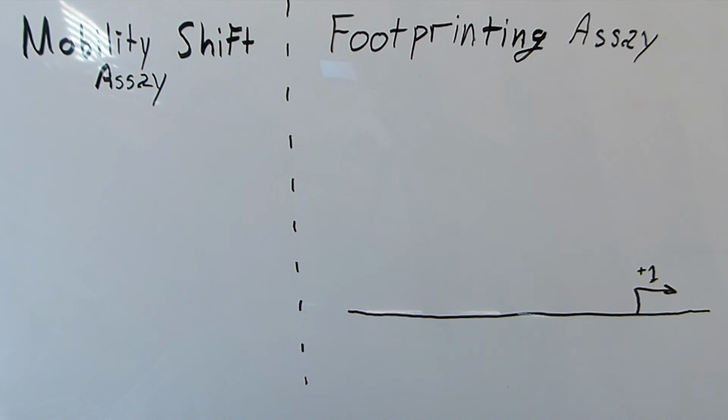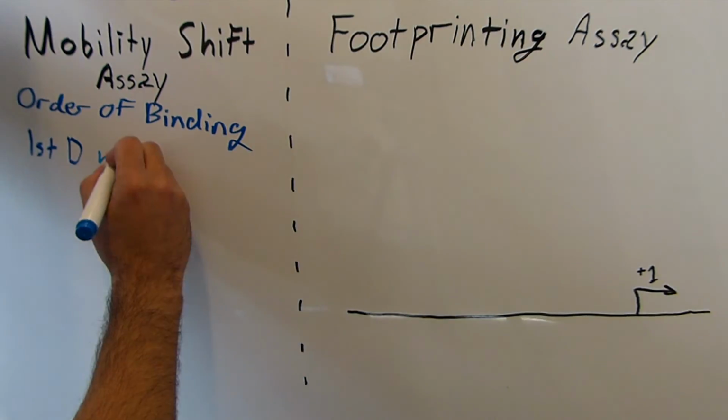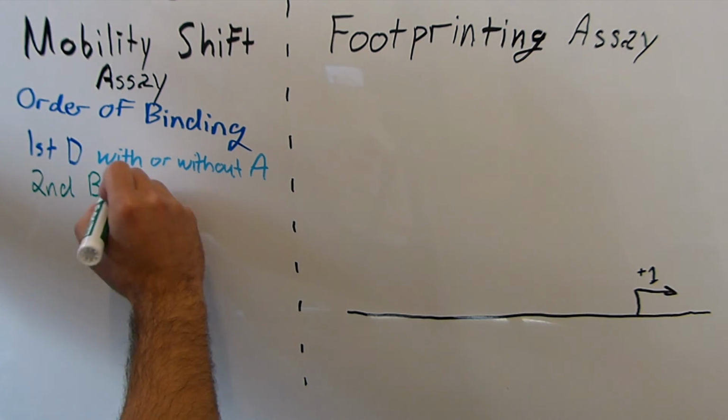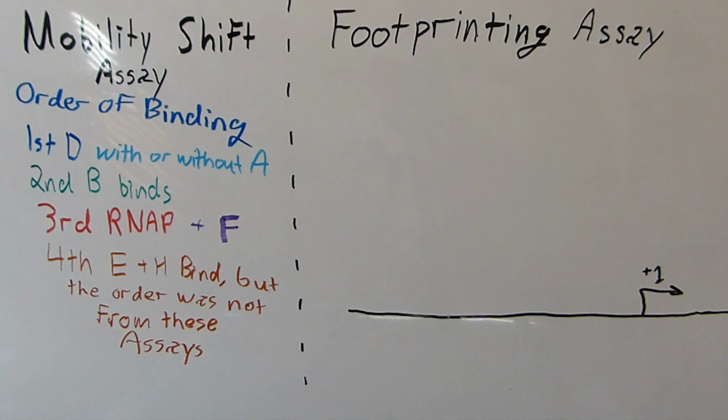So what conclusions can we draw from these experiments? So many. From the mobility shift assays, we can get the order of binding. We know first it's going to be D with or without A. Second, we're going to have B bind. Third, we're going to have RNA polymerase come in, but it's going to come in with F. And fourth, we're going to have E and H bind. Now from these mobility shift assays, we can't determine the order, but we just know that it's going to actually be E then H binding.